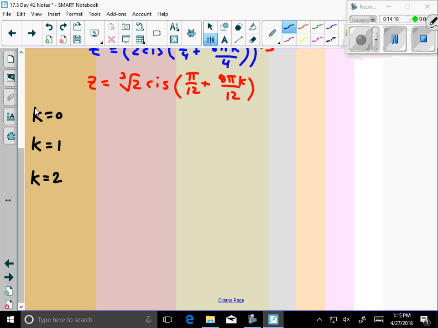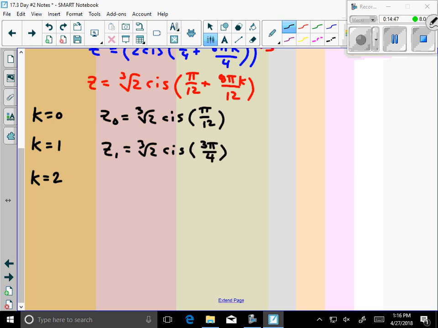Okay, so if k equals 0, z, our first root, would be the cube root of 2, which is a very interesting number, cis pi over 12. If they plug in 1, they'd get the cube root of 2, cis 9 pi over 12, which I am going to reduce to that. 9 pi over 12 reduces to that.